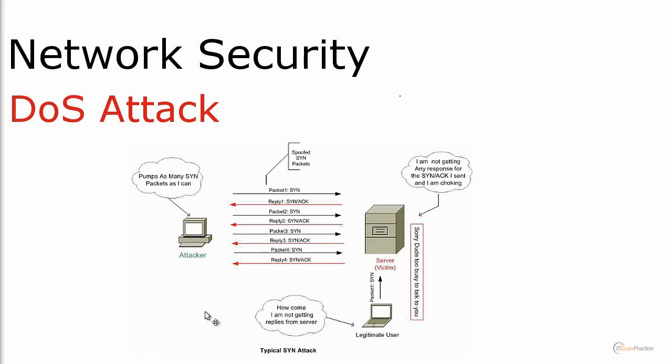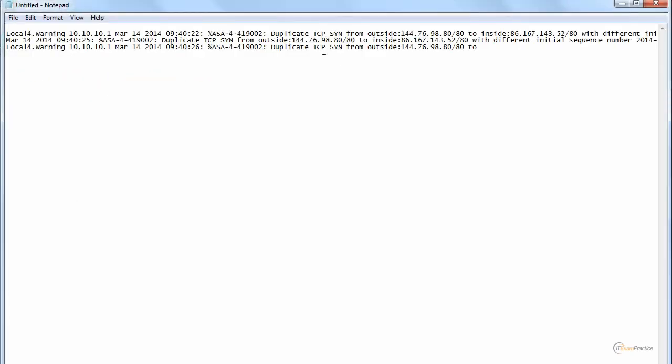In my situation, it was a type of a SYN flood attack that you can see on your screen at the moment. It was a DoS attack that happened to me some time ago. I have some logs and captures. I want to show it to you. The first thing that I noticed was a syslog message. My ASA reported a duplicate TCP SYN from that IP address.